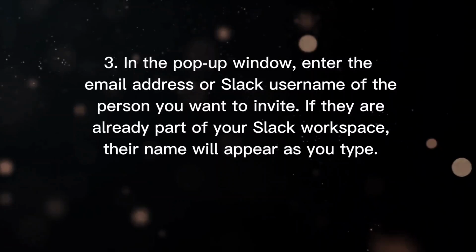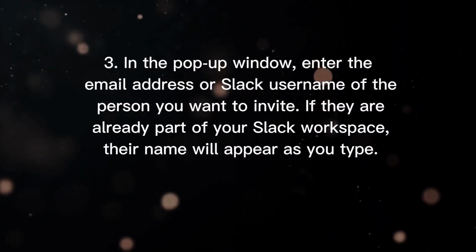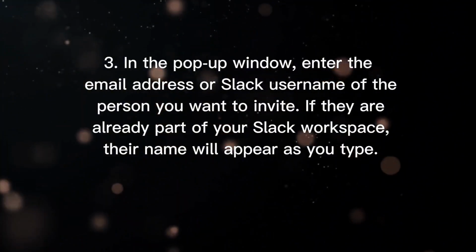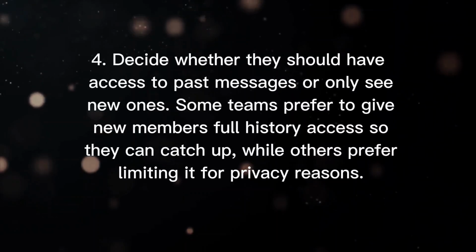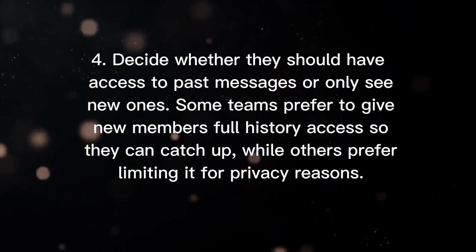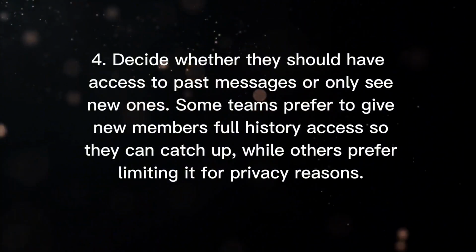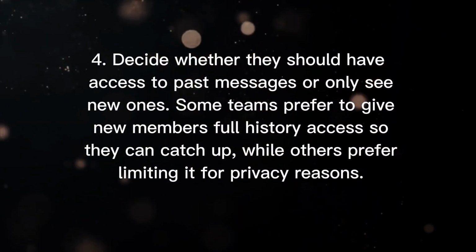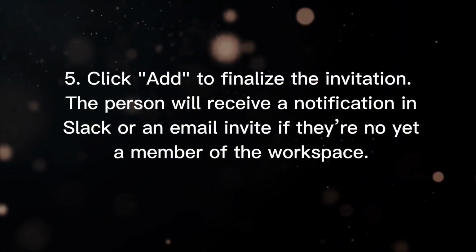3. In the pop-up window, enter the email address or Slack username of the person you want to invite. If they are already part of your Slack workspace, their name will appear as you type. 4. Decide whether they should have access to past messages or only see new ones. Some teams prefer to give new members full history access so they can catch up, while others prefer limiting it for privacy reasons. 5. Click Add to finalize the invitation.